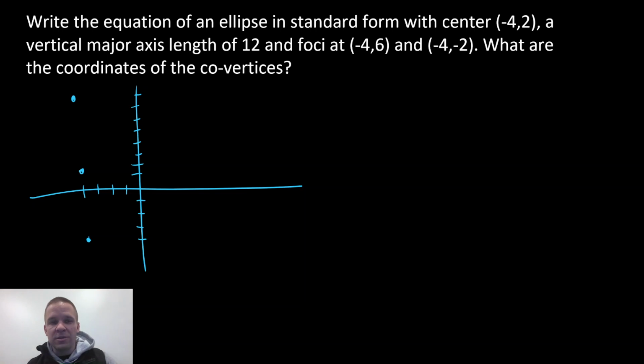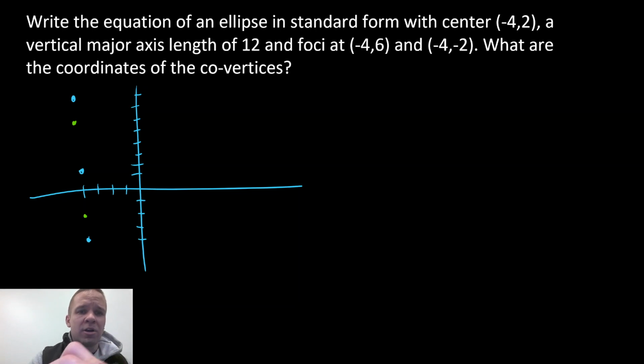Okay. So there's my vertices. Doesn't ask for those. But does ask for my covertices. Now my foci are at -4, 6. So then we're at 1, 2, 3, 4, 5, 6. And I'm at -4, -2. Okay. So what kind of stuff can we get here?